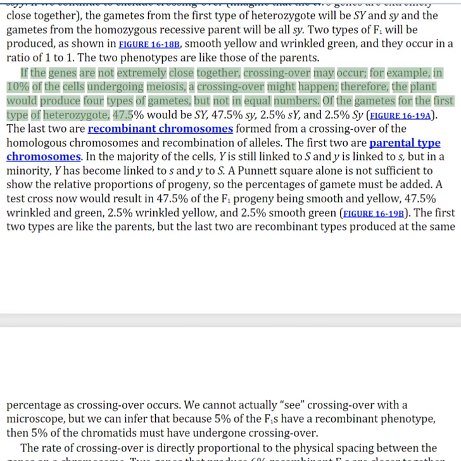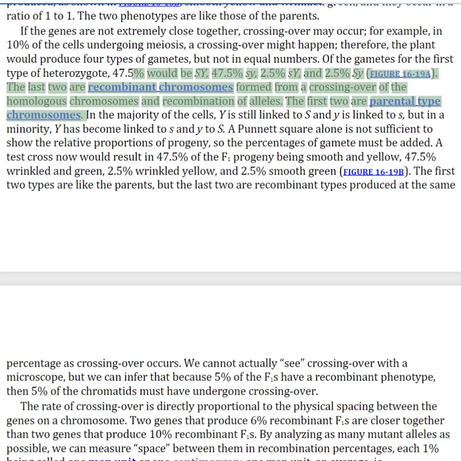If the genes are not extremely close together, crossing over may occur. For example, in 10% of the cells undergoing meiosis, a crossing over might happen. Therefore, the plant would produce 4 types of gametes, but not in equal numbers. Of the gametes for the first type of heterozygote, 47.5% would be SY, 47.5% sy, 2.5% Sy, and 2.5% sY. The last 2 are recombinant chromosomes formed from a crossing over of the homologous chromosomes and recombination of alleles. The first 2 are parental-type chromosomes.